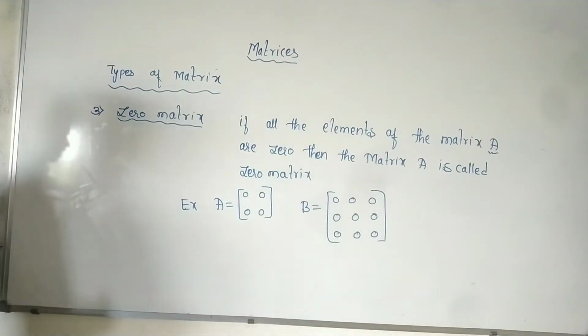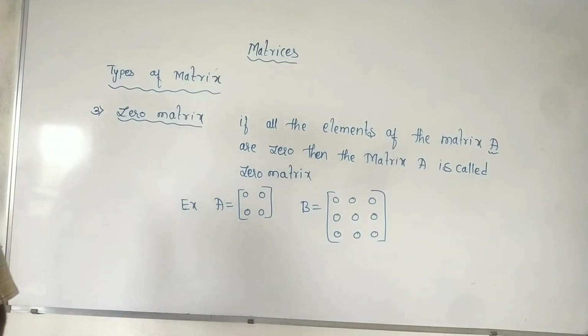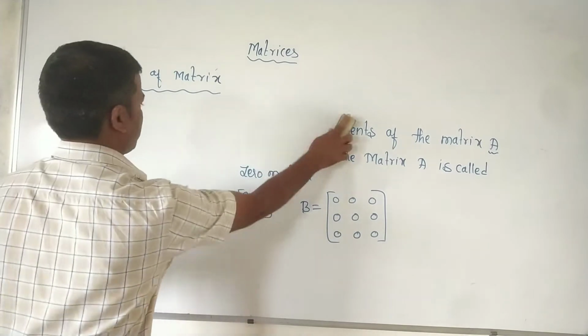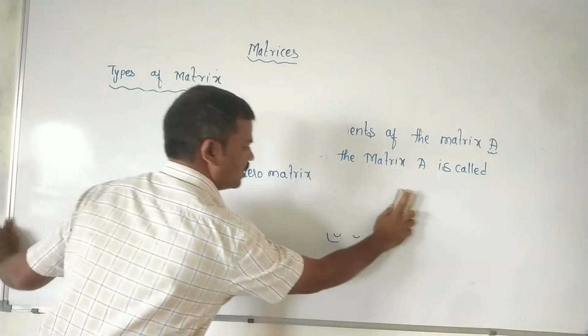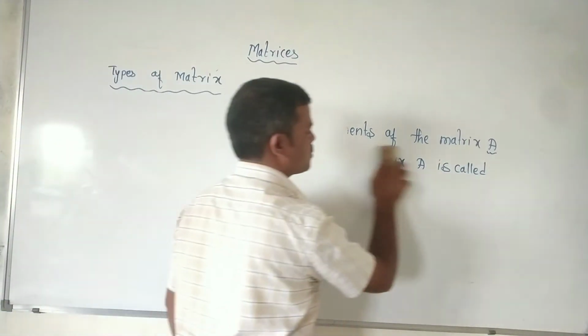Next we move to the fourth one. Fourth is square matrix. We have already known about the square matrix.